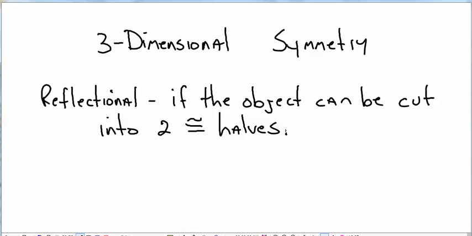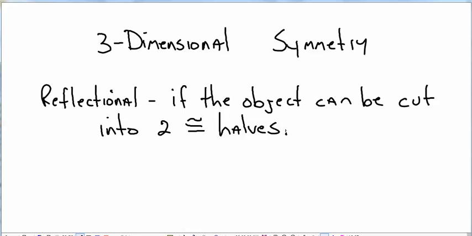Can you cut that bowl in two congruent halves? Where would the saw blade go? Vertical down the middle, wouldn't it? And that would cut it in two congruent halves. So it has reflectional symmetry. If you cut it in half horizontally, it wouldn't, would it? But you can cut it vertically.